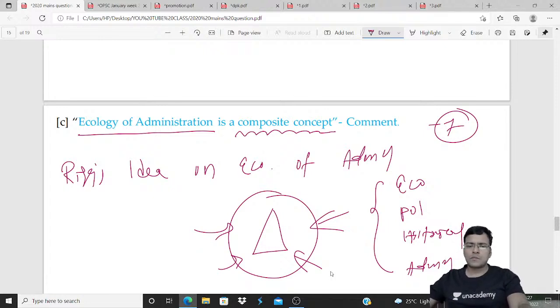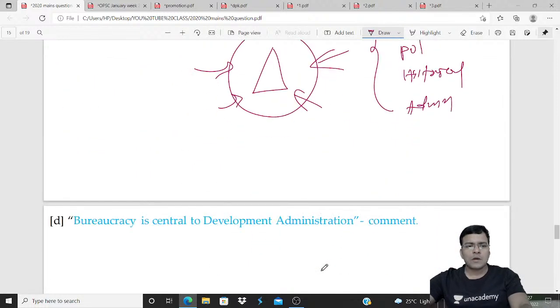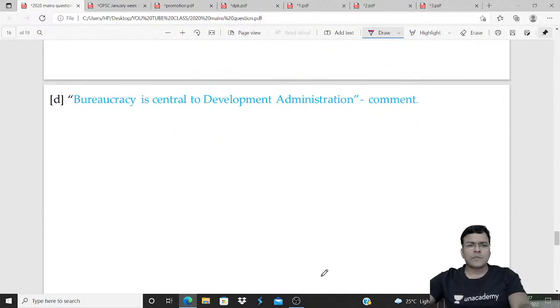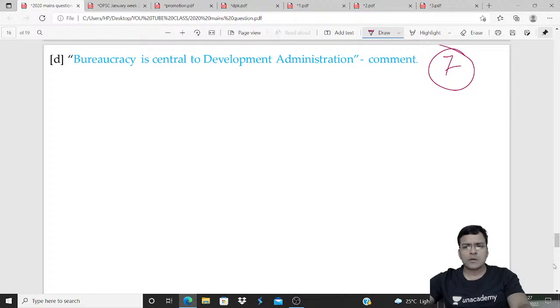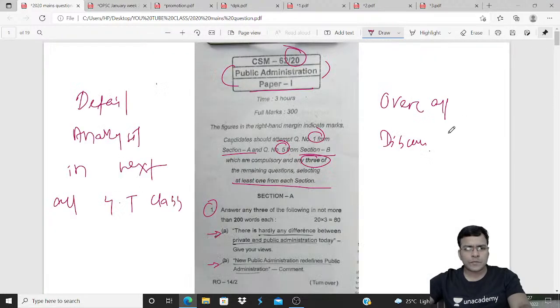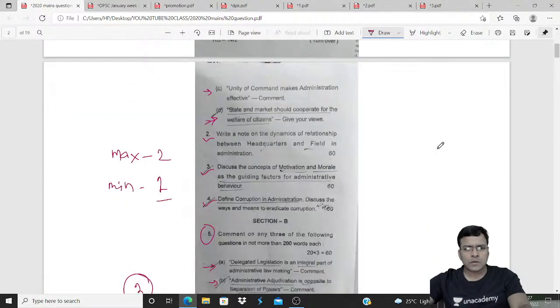Next, bureaucracy central to development administration. Yes, this question is again from unit 7. Give me 1 second. Okay, I have missed this question.